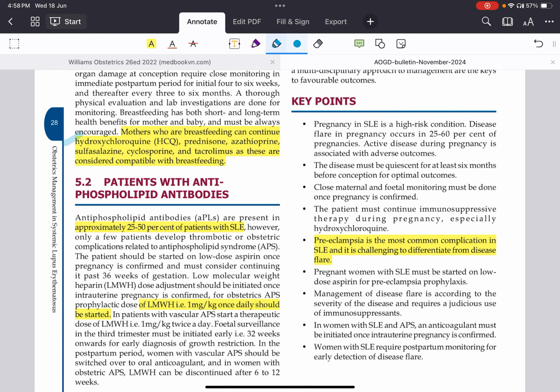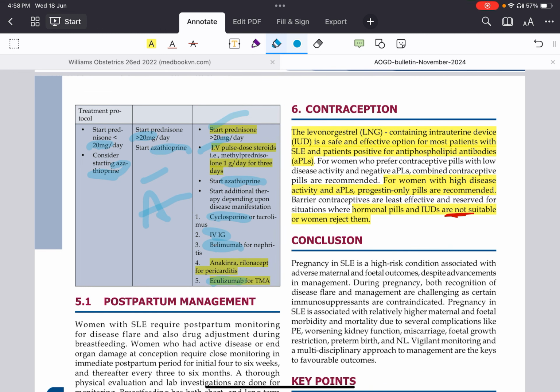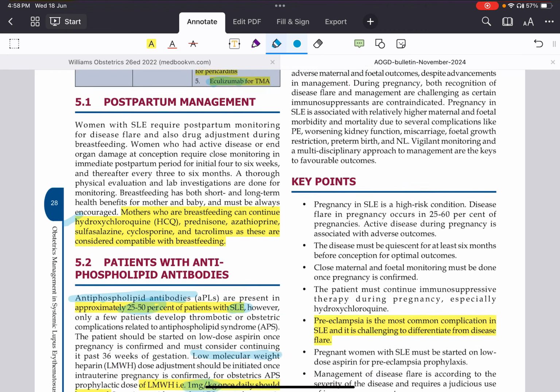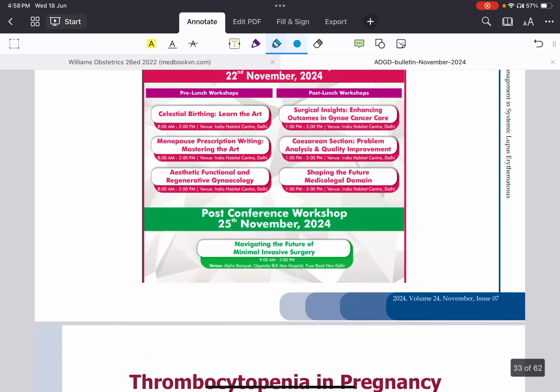Low molecular weight heparin should be given in patients with SLE because there is antiphospholipid syndrome in 25 to 50% of SLE. So low molecular weight heparin, 1 milligram per kg body weight, is given once daily. For contraception, the best is Mirena, and POP pills can be used. Other OC pills and IUDs are not suitable. Preeclampsia is also the most common complication.